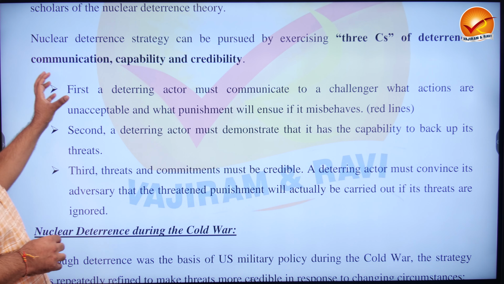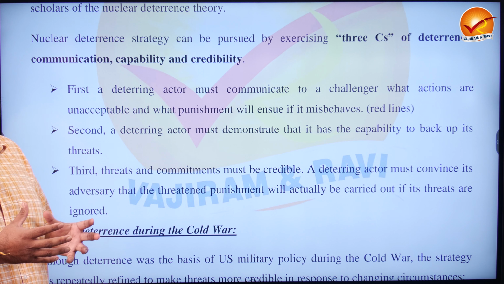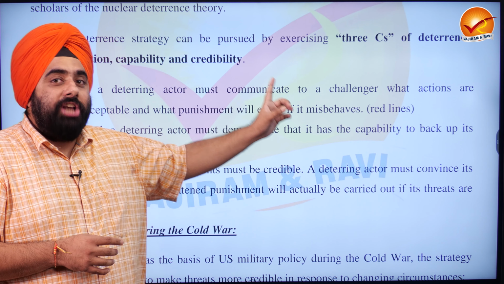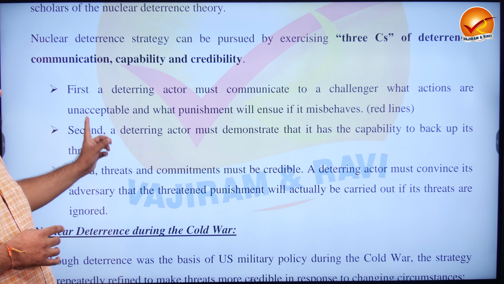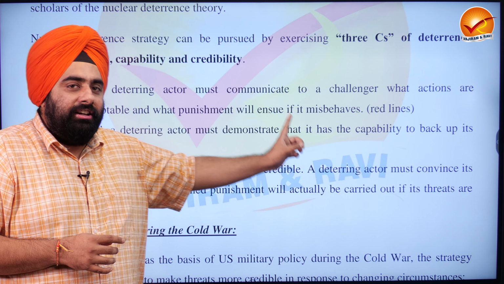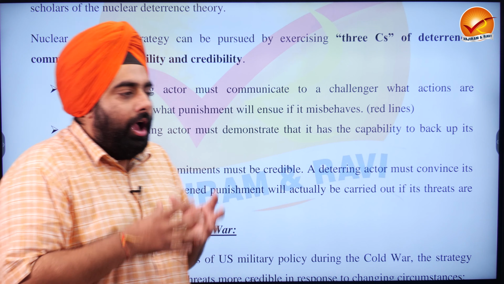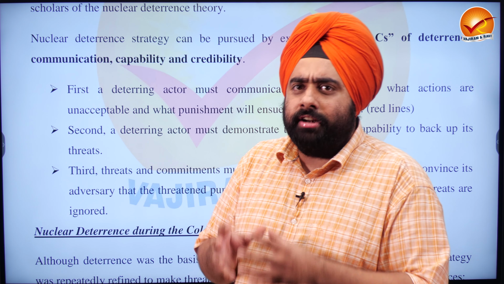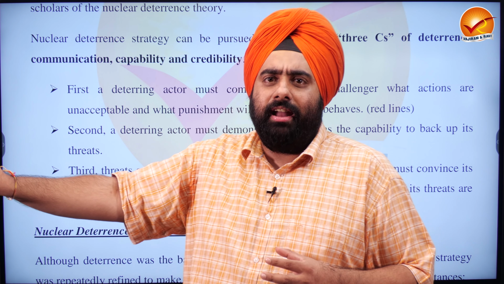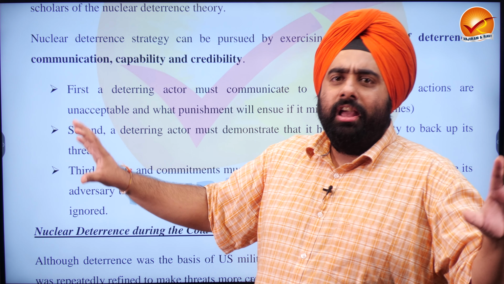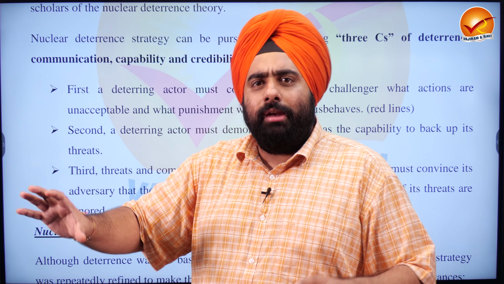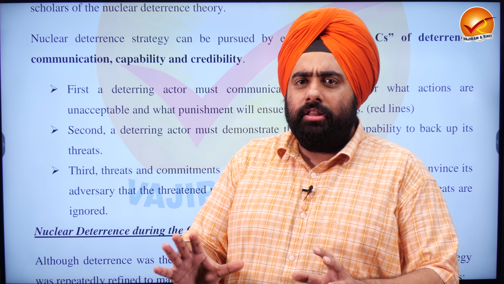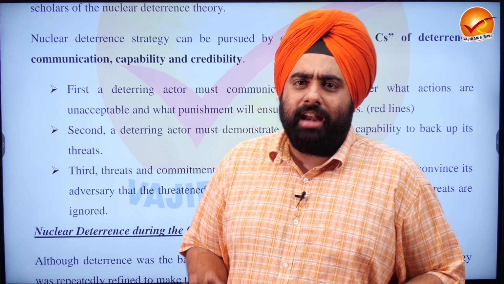Now, what is communication? If you want to exercise nuclear deterrence, then the deterring actor must communicate to the challenger what actions are unacceptable and what punishment will ensue if it misbehaves. These are also known as red lines. A country which has nuclear weapons should clearly communicate to its adversaries that these are my red lines, or this is my Lakshman Rekha. If you cross these red lines, then I will be forced to use my nuclear weapon. This communication should be very clear. Then only nuclear deterrence strategy can be exercised.